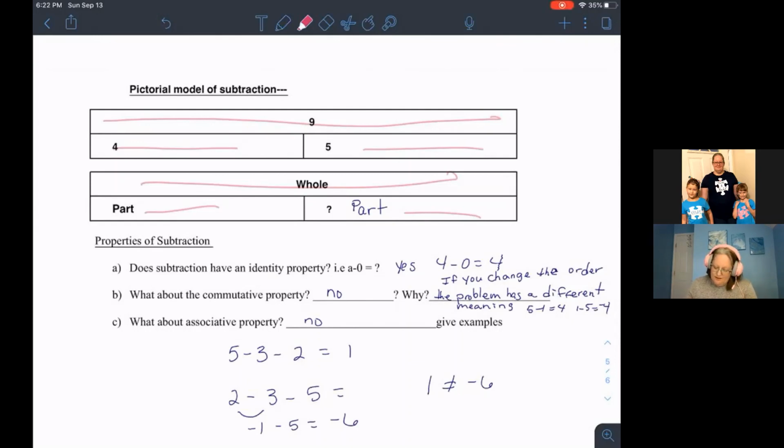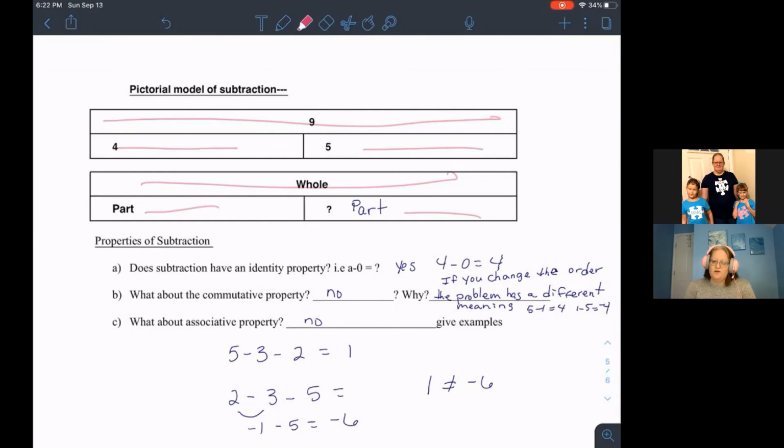And then B, it says, what about the commutative property? I said no, because if you change the order of the things being subtracted, it gives you a different meaning. So like say 5 minus 1 is 4, but then if you say 1 minus 5, that gives you negative 4. So it doesn't have the same meaning.